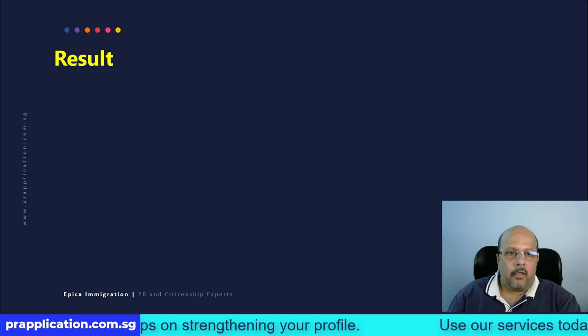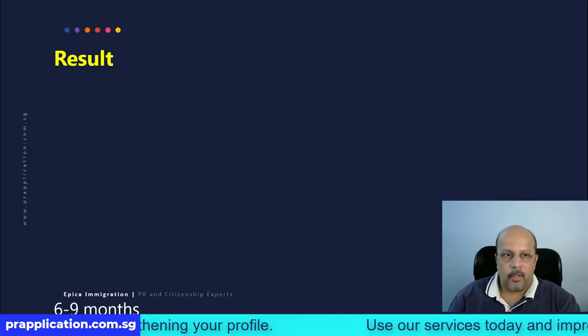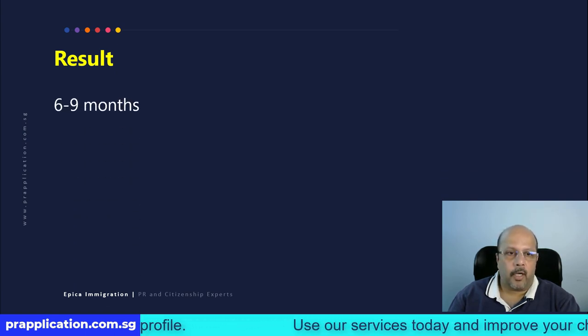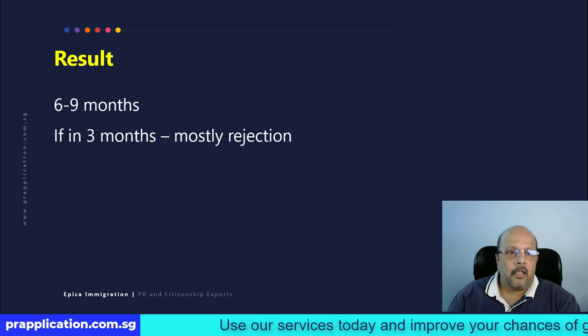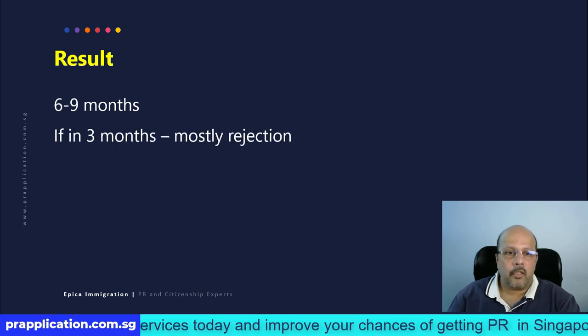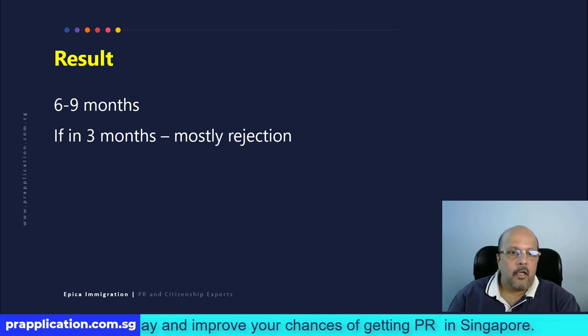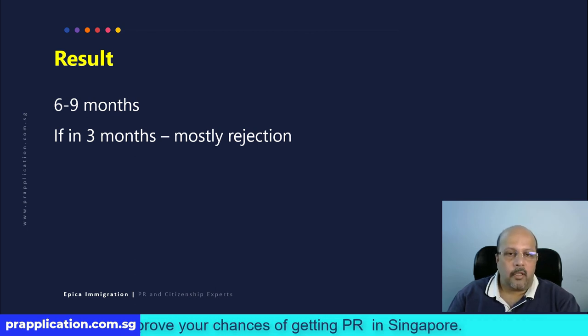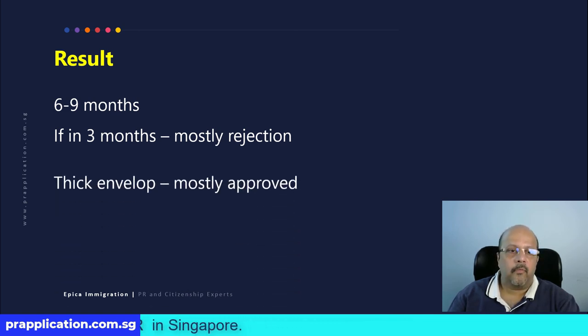Now is the time for result. So, you have filed a PR application and 6-9 months have passed. Now, generally it is seen that if you get back results in 3 months or less, then it is mostly a rejection. If it takes longer time, that is good news because it means it is getting attention and there are still chances that it will get approved.